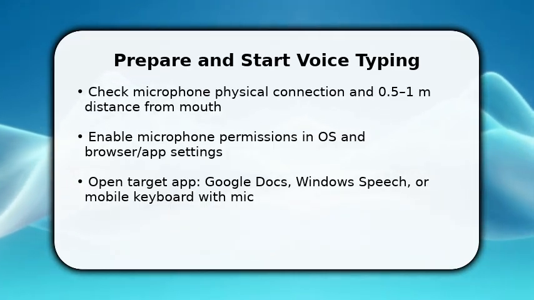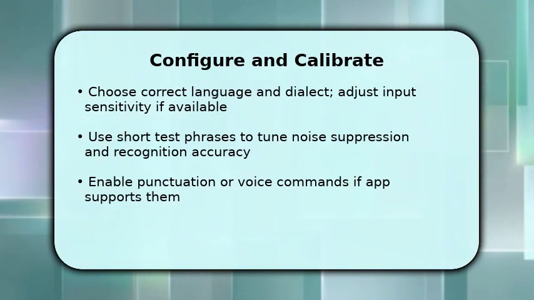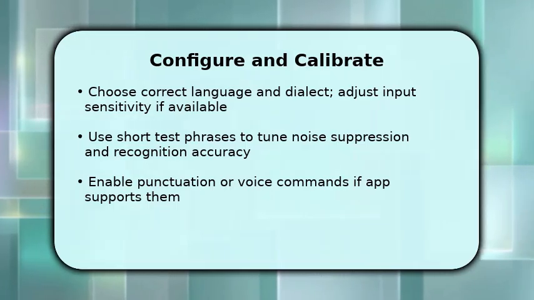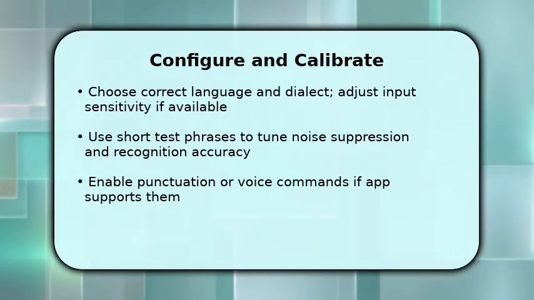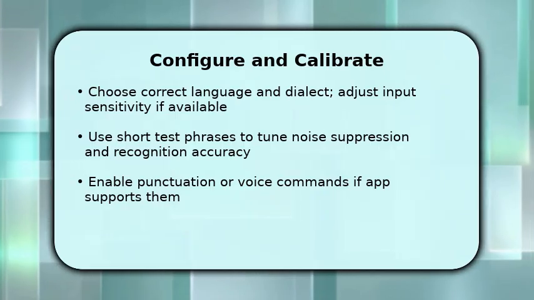Now configure settings that affect accuracy. Pick the exact language and dialect, and adjust input sensitivity or microphone boost so background noise is reduced. You'll want to run quick test phrases and speak naturally. This helps the system adapt and reveals if you need to move closer or change gain.